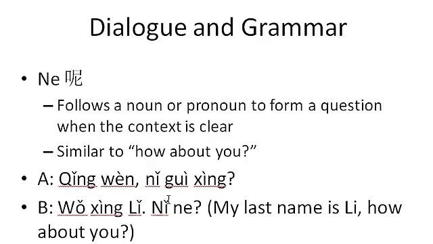So in our dialogue we saw, 请问你贵姓? What's your last name? 我姓李. My last name is Li. 你呢? How about you? So here the meaning is, since it was asked, what's your last name? Nina is saying, how about you? Meaning, well, what is your last name? So the boy answers back saying, 我姓王. So we have, 请问你贵姓? 我姓李. 你呢? 我姓王.